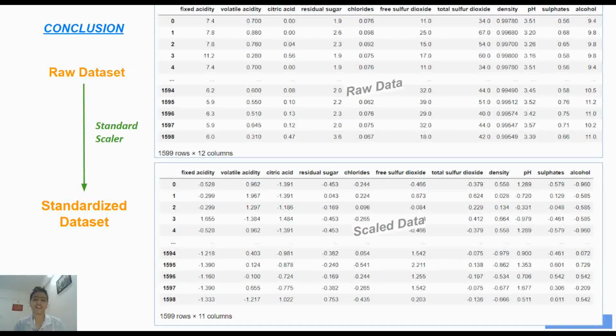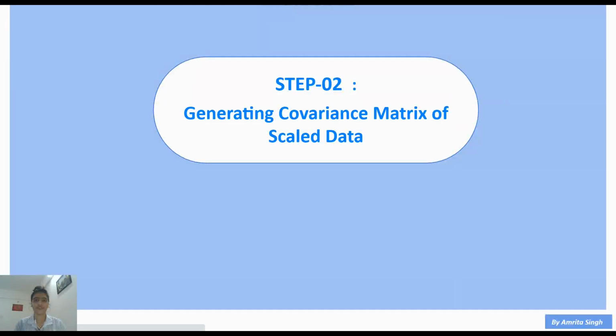So here I have taken the same data instance that I was talking about before with 11 attributes, and at the bottom you can see the scaled version of the same raw data. Let's go to step 2. We have the scaled data, and now we'll try to generate the covariance matrix of the same.